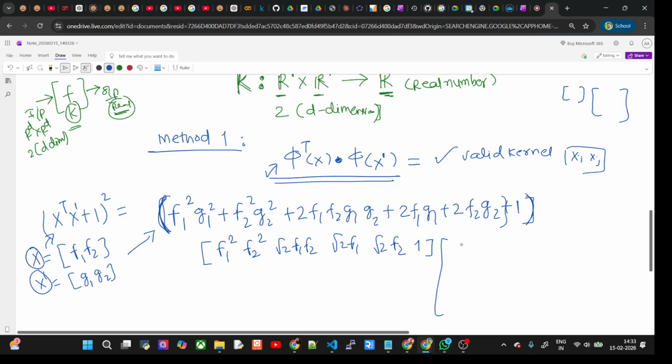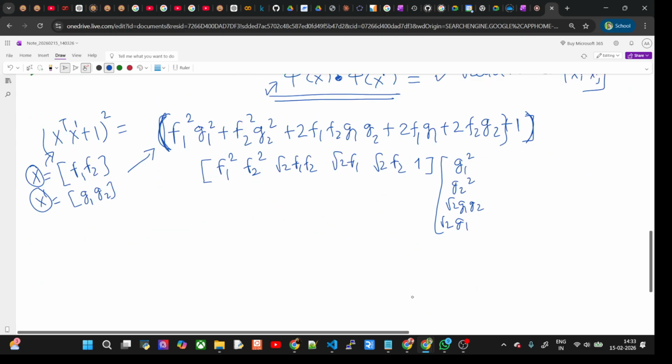The same way here, if I do g1 square, g2 square, root 2 g1 g2, root 2 g1, root 2 g2, and 1. If I just do this, this is phi of x, and this is phi of x prime, because this x prime is nothing but g1, g2, and x is f1, f2, so this one.